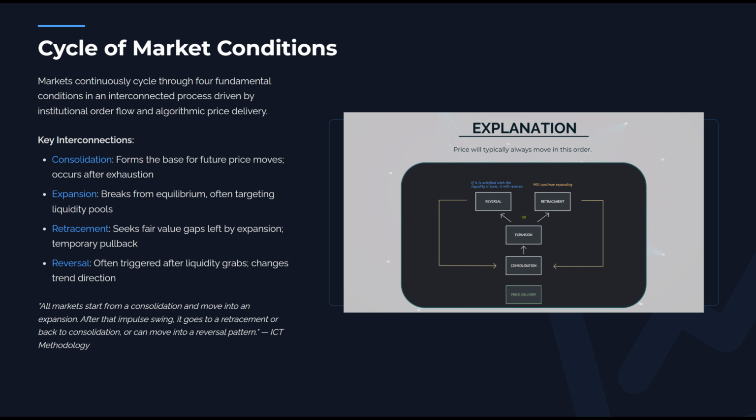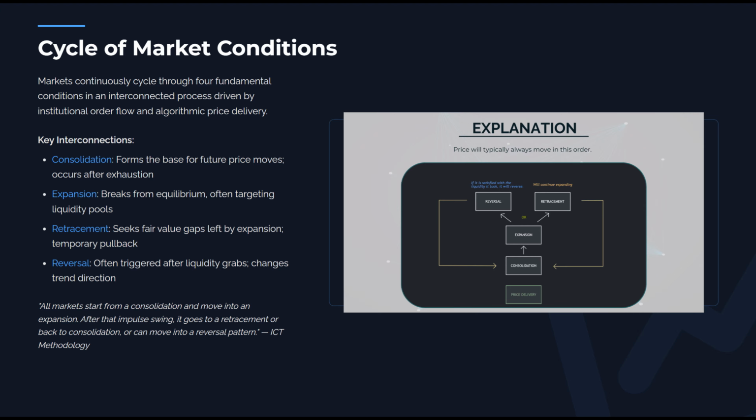Here's how the cycle typically works. The market starts in consolidation, building up pressure like air in a balloon. Then comes expansion. The balloon pops and price moves strongly in one direction. After the expansion, the market has two choices. It can either retrace, take a temporary step back before continuing in the same direction, or reverse, completely change direction.